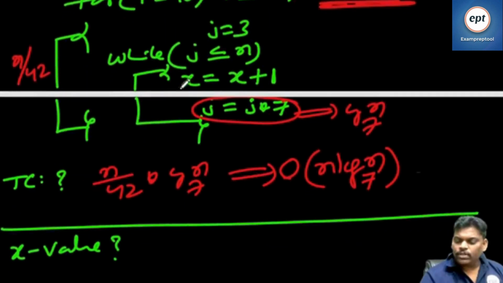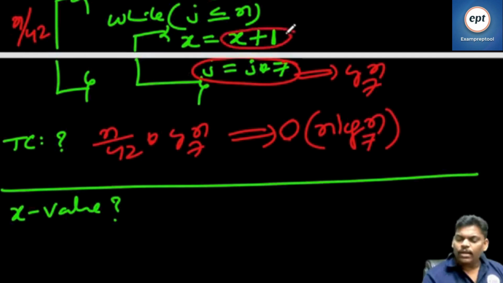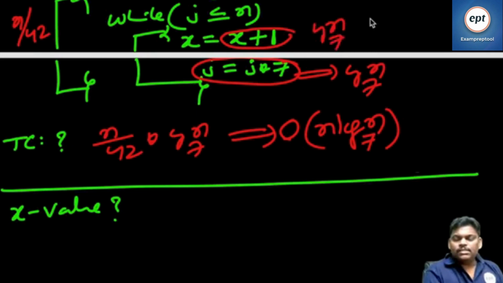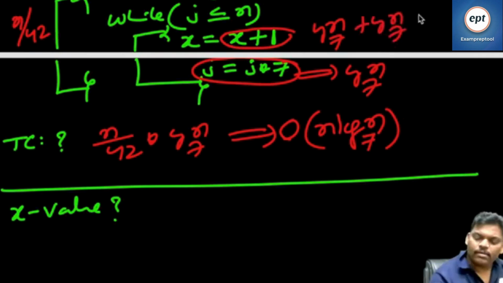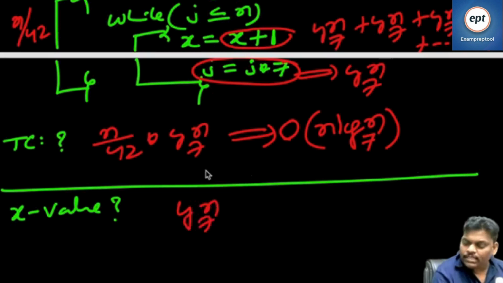So I is equal to, listen, first I value: x will increment by log n times, because x is always incrementing by 1, right? So for the first I value, x becomes log n base 7. Second I value, again log n base 7. Third I value, again log n base 7. It will continue how many times? N by 42 times. So every time x gets log n base 7, next time log n base 7, next time log n base 7.